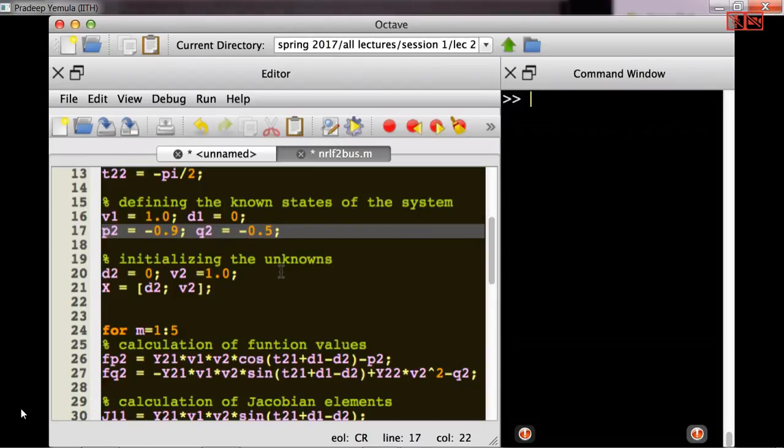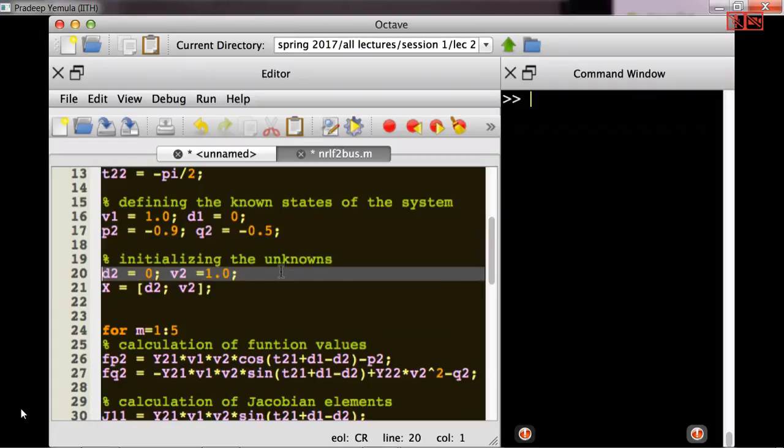Then initializing the unknown variables: delta 2 is 0 and V2 is 1. But for the final values, I am expecting V2 will be less than 1, because reactive power demand is there at bus 2, so the voltage cannot stay at 1. It will fall as compared to V1.